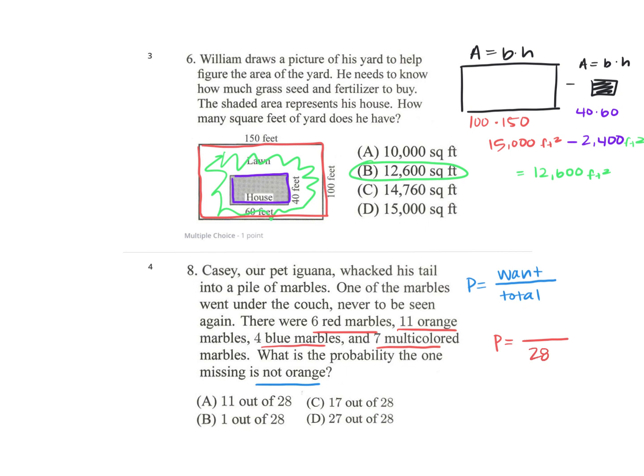Okay, now what I want is for this marble to not be orange. So what I want to happen is the total of all of the marbles that are not orange. So I'm going to add up 6 plus 4 plus 7. That's going to give me 17. So 17 out of 28 is the probability, option C.